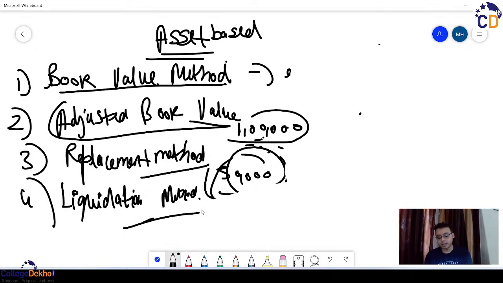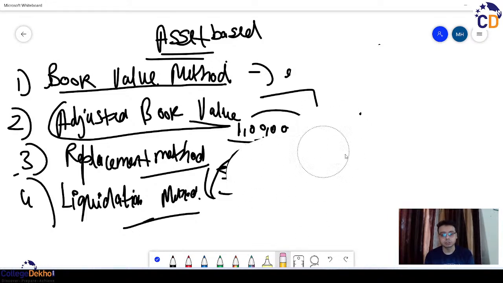But if someone asks you, मान लो, which approach takes into consideration market value, obviously you have the adjusted book value approach and your replacement value approach. It takes into consideration market value. Okay. So that is when we talk about the asset based valuation approach.